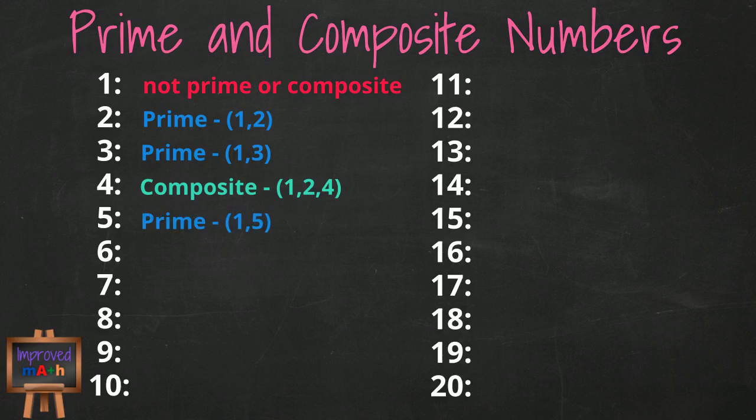5 is a prime number because its factors are 1 and 5. 6 is a composite number because the factors are 1 and 6 and 2 and 3. 7 is also prime because its only factors are 1 and 7.